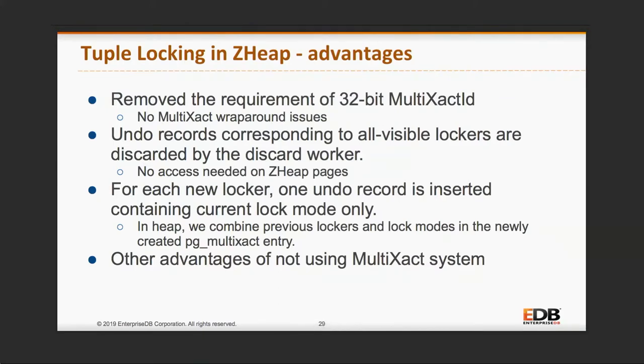So what are the advantages? We don't need the 32-bit multixact ID in the system, so there are no wraparound issues in this. And undo records corresponding to all visible lockers can be discarded by the discard worker in the background. So the discard worker does not have to touch the zheap pages. Once it gets old, we just discard it. For each new locker, we insert only one undo record, which includes only the current lock mode. It does not need to collect all the lock modes because there can be several of them. So we just insert the current lock mode.